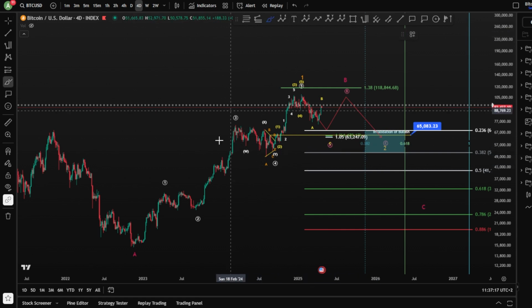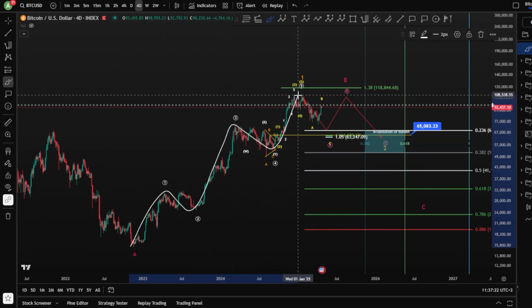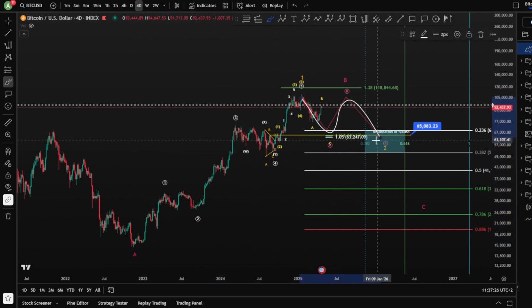For the bearish scenario, we have a 1, 2, 3, 4, and a 5. Finish, of course, wave 1 here as an impulse, and we're looking at these corrective waves that we were talking about, A, B, and a C. Your wave A potentially is not finished yet.